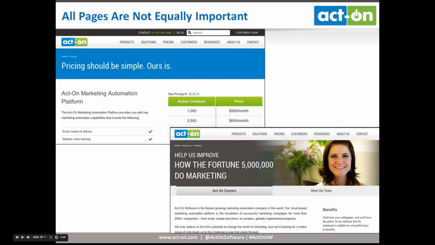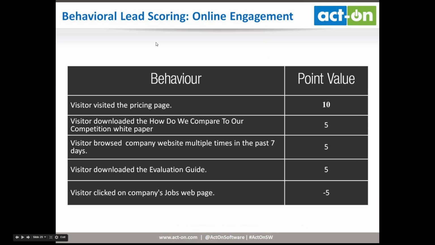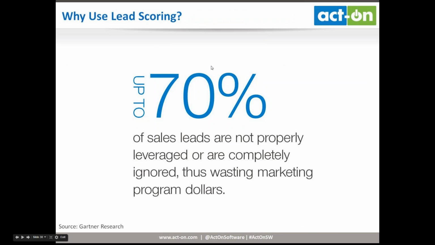You know, based on your site, the most urgent, more important pages. Touched on this, kind of, sort of. Visited pricing page, 10 points. Downloaded something, 5 points. Browsed the company site multiple times in the past 7 days. A myriad of ways that things can be scored. Visitor clicked on the company's job web page, minus 5 points. We assist you with all this.